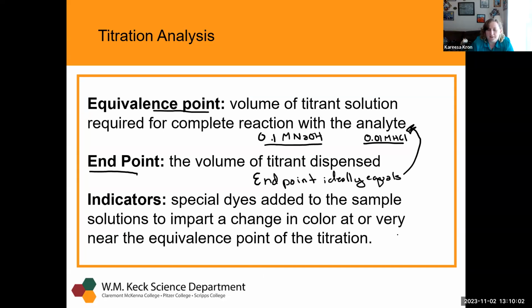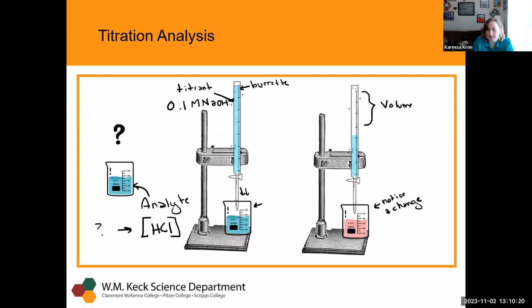And then another specific vocabulary word we like to use around titration is the concept of indicators. Indicators are special dyes that we add to our sample solution that allow us to see a change in color at or near the equivalence point of the titration. If we look back at this slide, I've changed the color here from clear, indicated as blue here, versus pink. When we hit the equivalence point, or we've added just the right amount of sodium hydroxide, our solution changes from clear to pink.